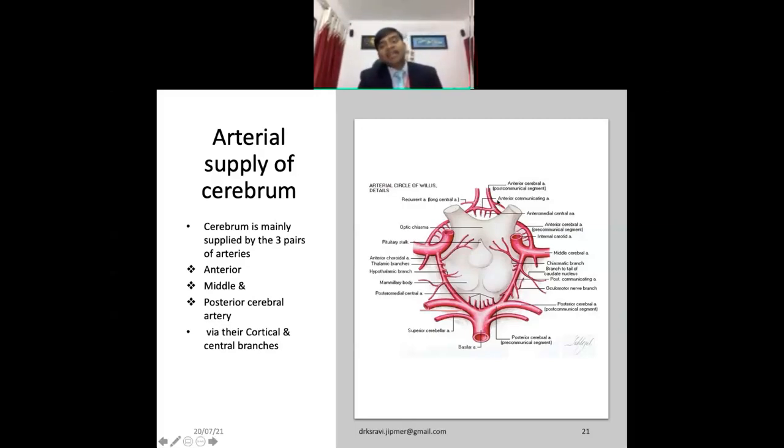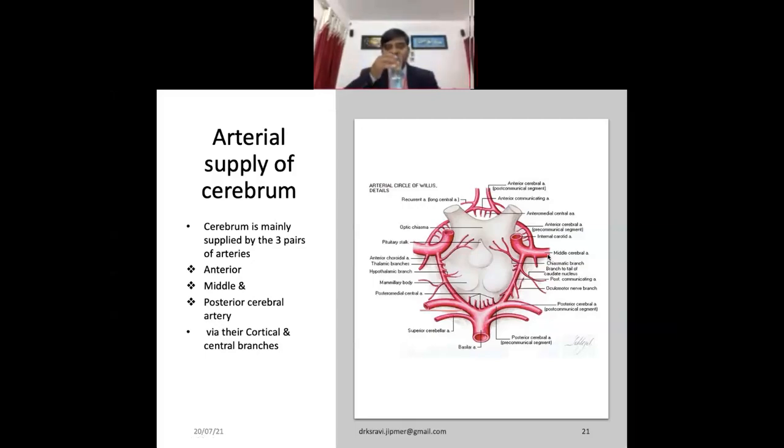So this anterior cerebral artery runs into the medial longitudinal fissure, and then it will be connected to the opposite anterior cerebral artery via this anterior communicating artery. Similarly, when you appreciate over here, this is the middle cerebral artery.